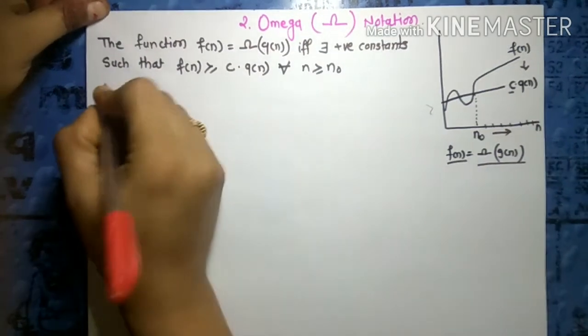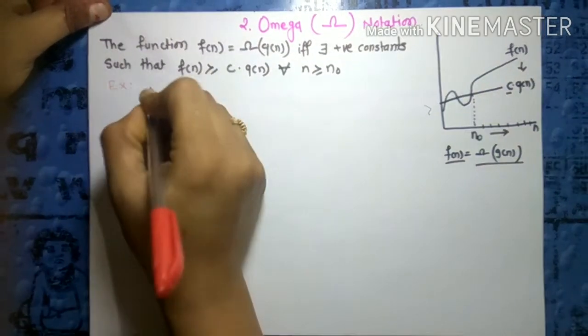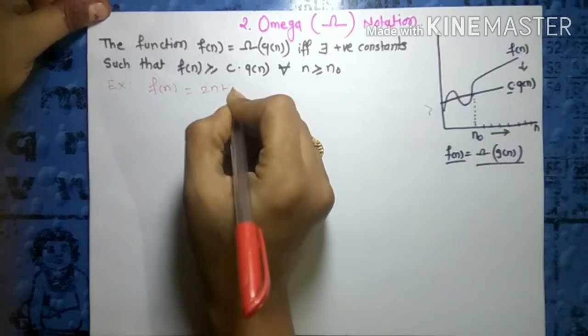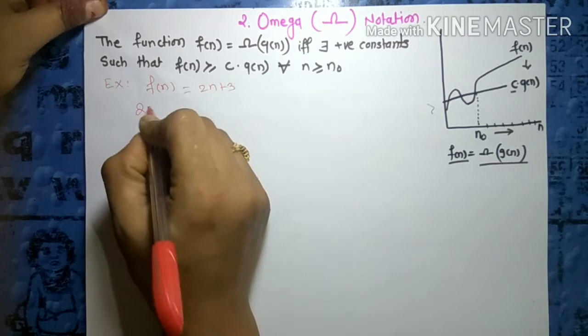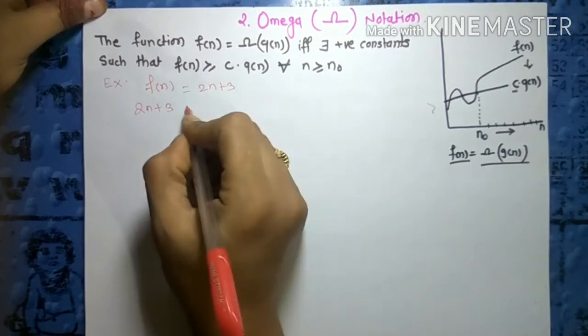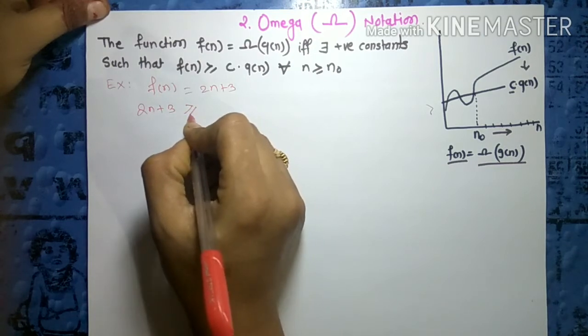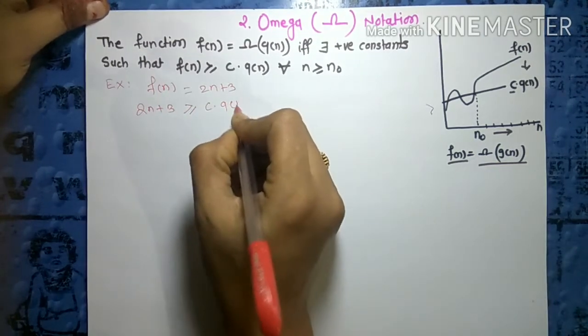Let's continue with the example. F of n is equal to 2n plus 3. Now if our f of n is 2n plus 3 here, it should be greater than c of g of n.